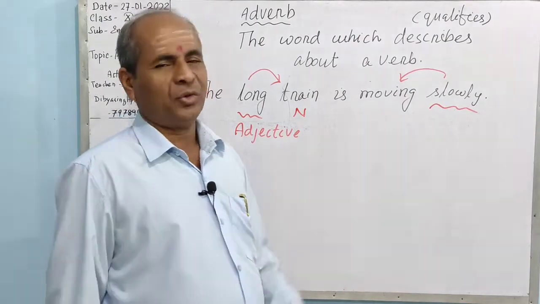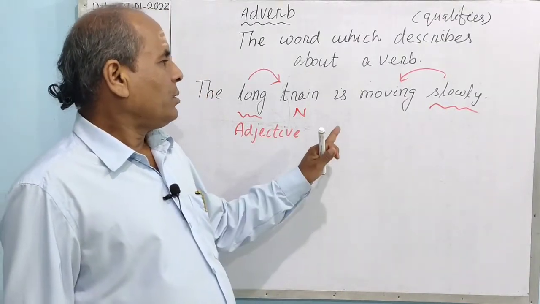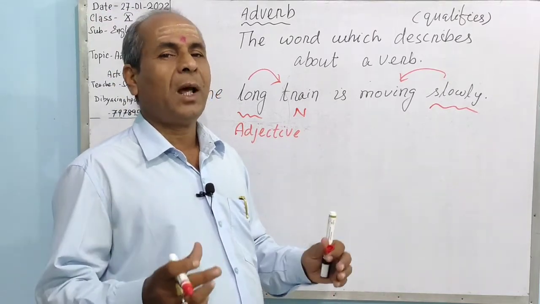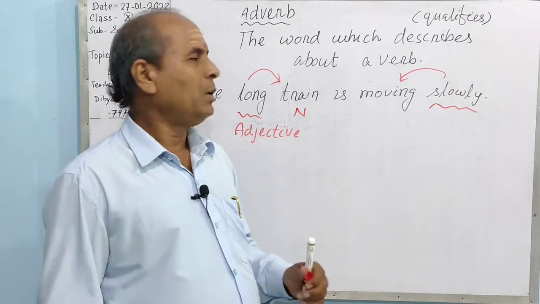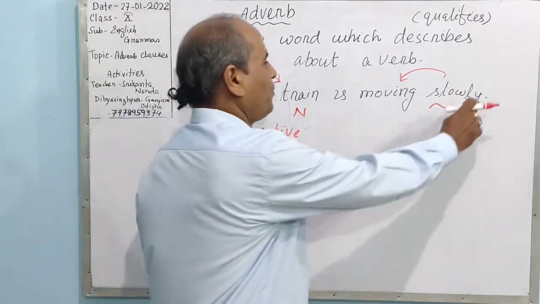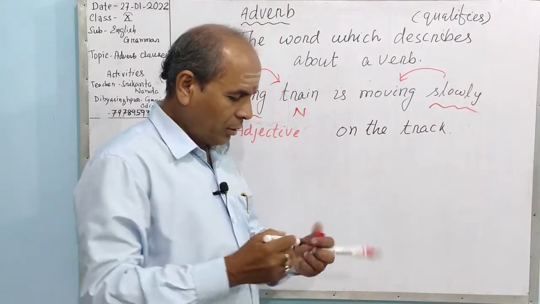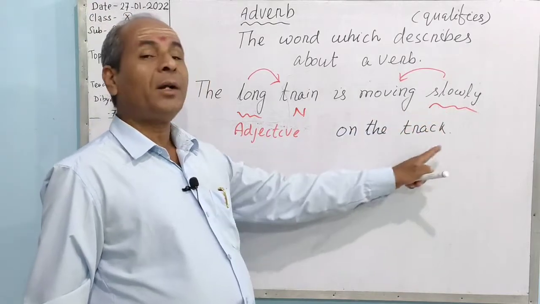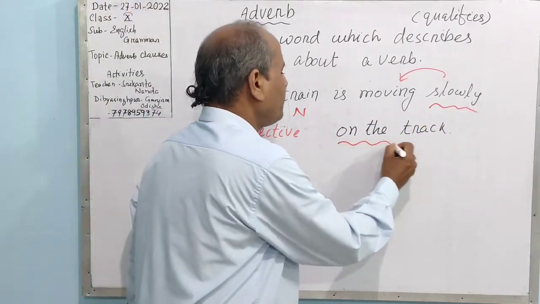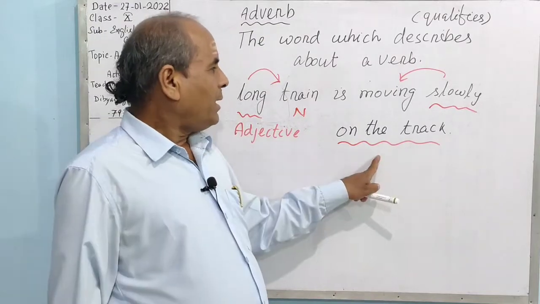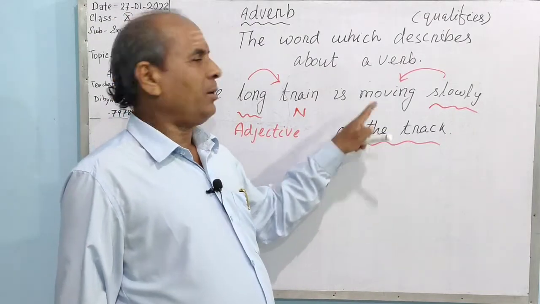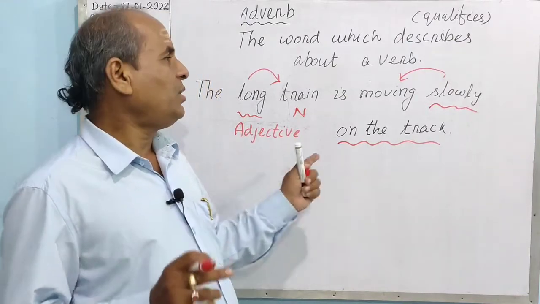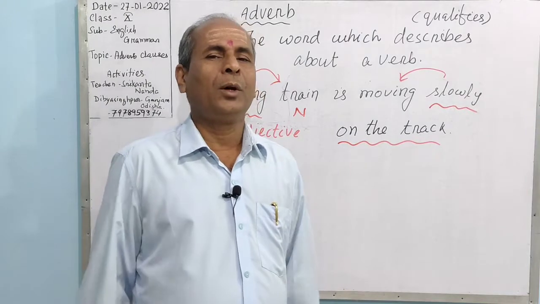We can say slow also. But the adverb is a word which qualifies the verb, which describes something about the verb. So we can make it longer also. You see here, the long train is moving slowly on the track. On the track also, a group of words that indicates the movement of the train. So it is also one type of adverb. So from this example, we are very clear about adverb.